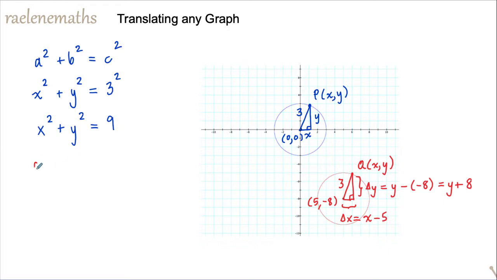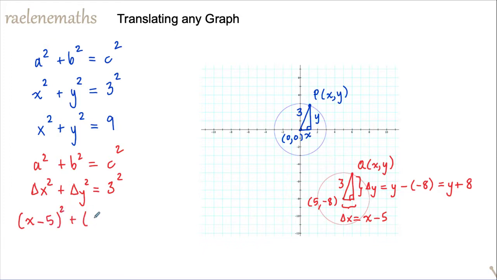And now, applying Pythagoras' theorem, a squared plus b squared equals c squared, is delta x squared plus delta y squared equals the radius squared, which is 3 squared. So delta x is x minus 5, all squared, plus delta y, which is y plus 8, all squared, which is equal to 3 squared, or 9. We can actually see this blue equation still has a delta x. It's just that we had x minus 0 squared plus y minus 0 squared equals 9.